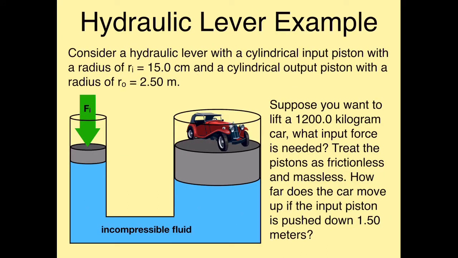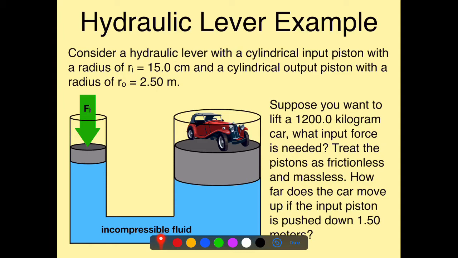So let's do an example. Consider a hydraulic lever with a cylindrical input piston, which has a radius Ri of 15 centimeters, so that's the radius over here, and a cylindrical output piston with a radius Ro equal to 2.5 meters, so that would be the radius over here. Suppose you want to lift a 1,200 kilogram car using this hydraulic lever. What input force would be needed?